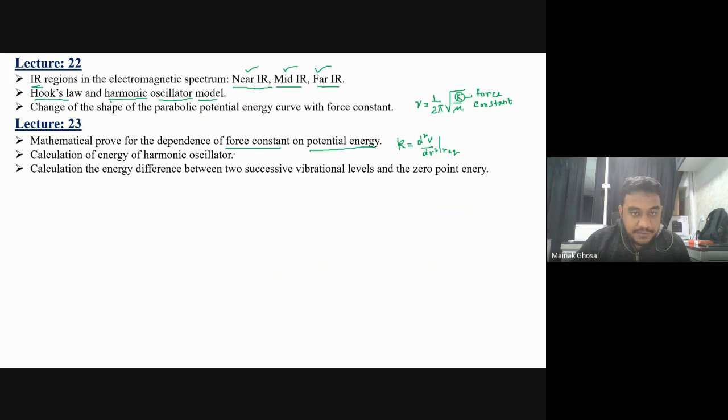And there was a calculation for the energy of the harmonic oscillator, and it was shown that this energy E_v will be (v + 1/2) h nu.